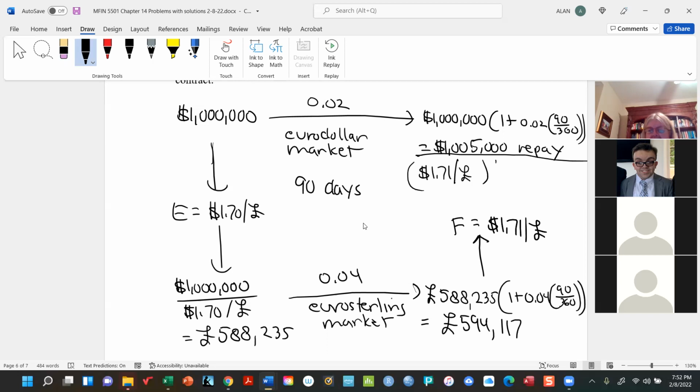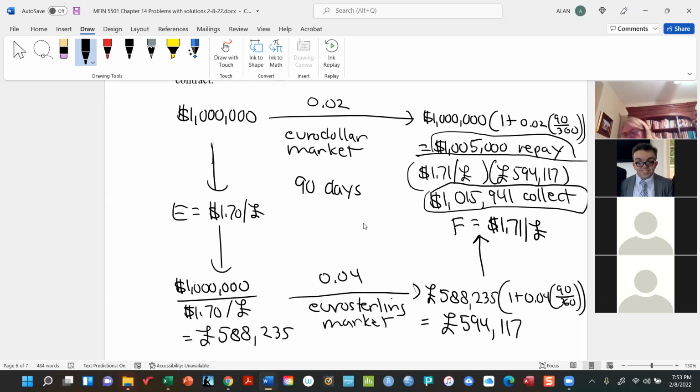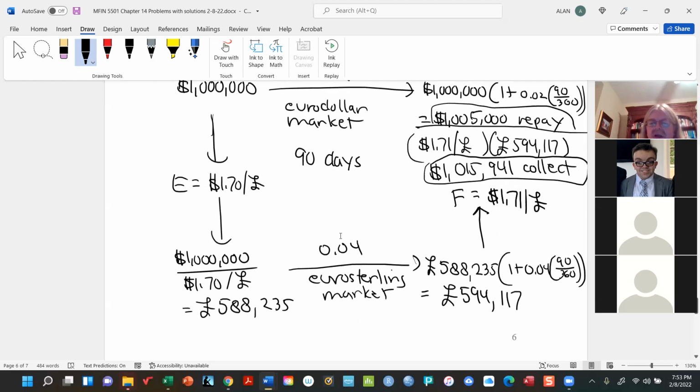let's keep our fingers crossed. What we need to see is a number that's greater than $1,005,000, because this is how much we'll collect from our eurosterling deposit after converting the pounds into dollars. So we're going to get approximately, here we go, 1,015,941, let's say. So you repay this much, you collect this much. So our profit is more than $10,000. Not bad for a few minutes' work, especially if you let the computer do it for you.